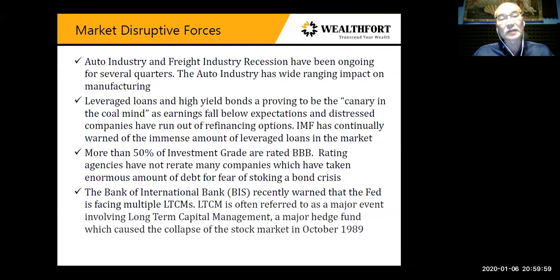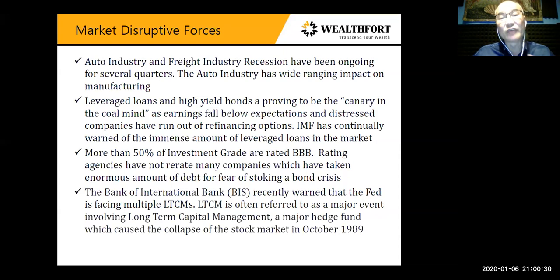Another thing, more than 50% of investment grade bonds are rated BBB. Now that is one rating above junk. Investment grade are supposed to be those companies in the Dow, in the S&P. Ford company bonds are rated junk, because they are overladen with debt. So can you imagine 50% of investment grade bonds are rated BBB?